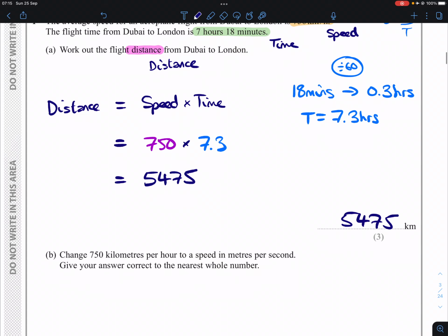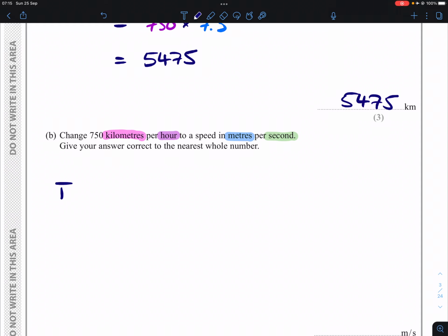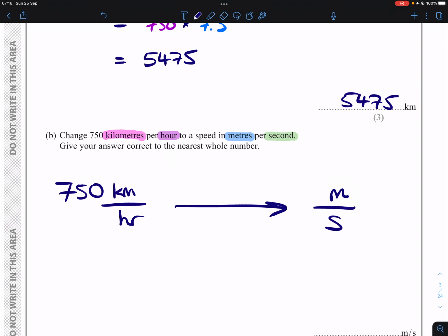Part B. Change 750 kilometers per hour to a speed involving meters per second. Okay, so there is a reason why I've highlighted all of these in color. Our units, 750 kilometers per hour, I'm going to write as a fraction like this. And we're trying to end up with meters per second. That's where we're going, is to try and convert 750 kilometers per hour into meters per second.